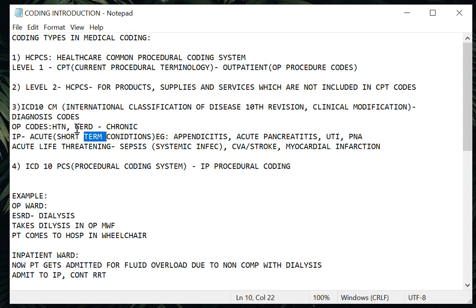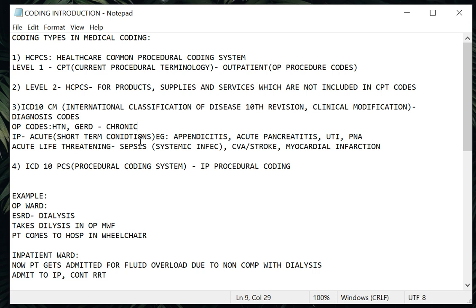So that kind of condition we'll take to the OP. We don't get admitted, right? We'll go to the provider's clinic, we'll get some medicines or prescriptions from the provider, and then we will leave the hospital. We won't stay in the hospital, right? So those kinds of conditions which are chronic and do not need an IP stay are what we consider as OP codes, and mostly they will be chronic.